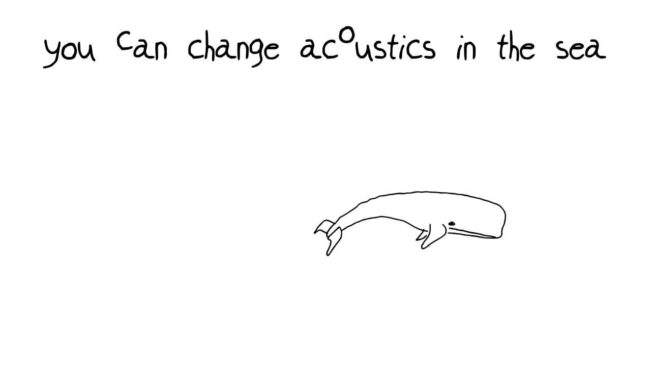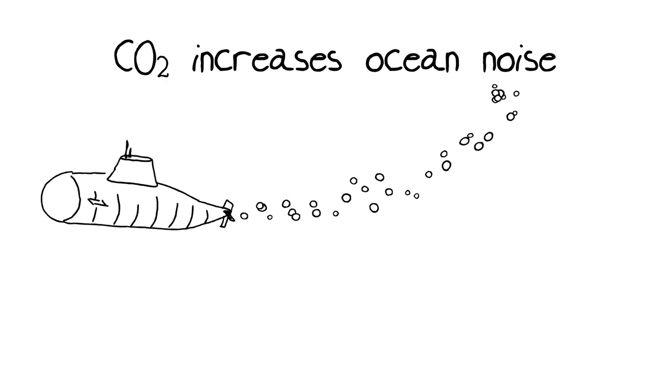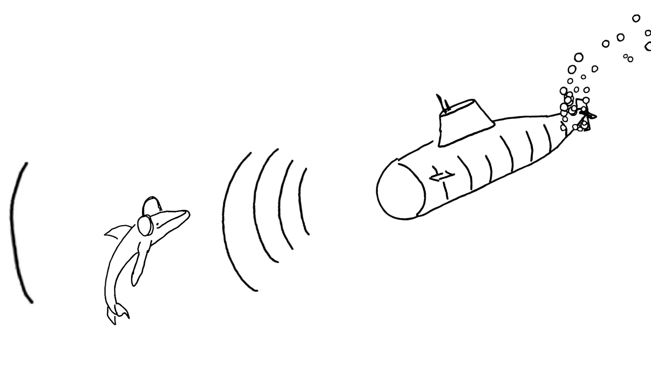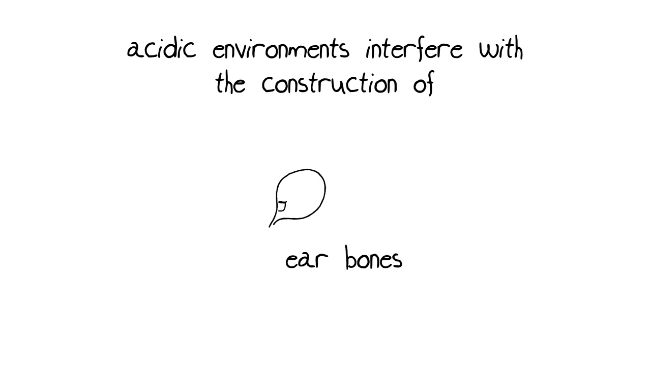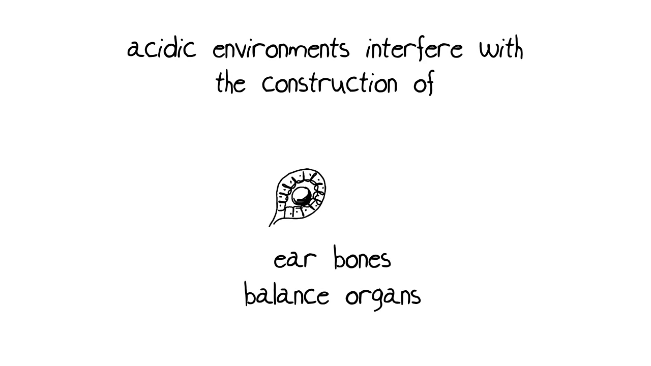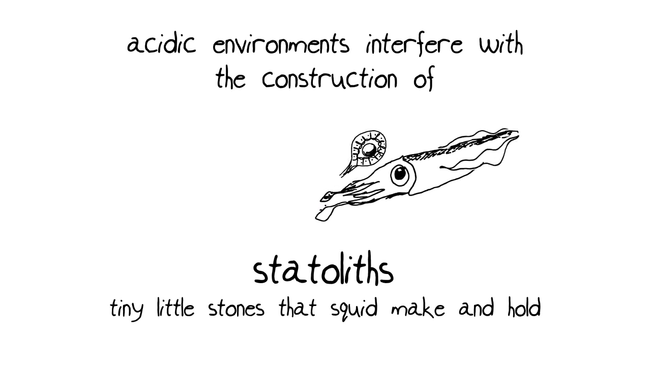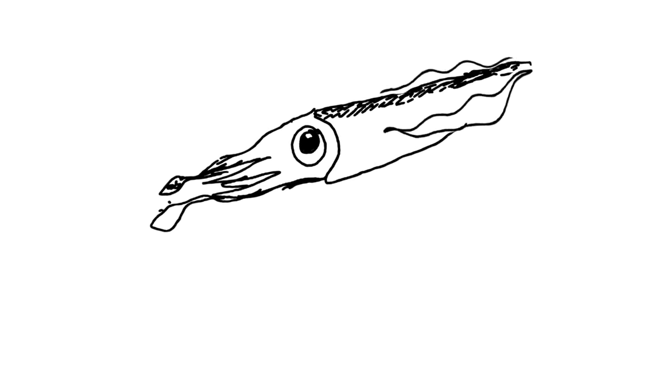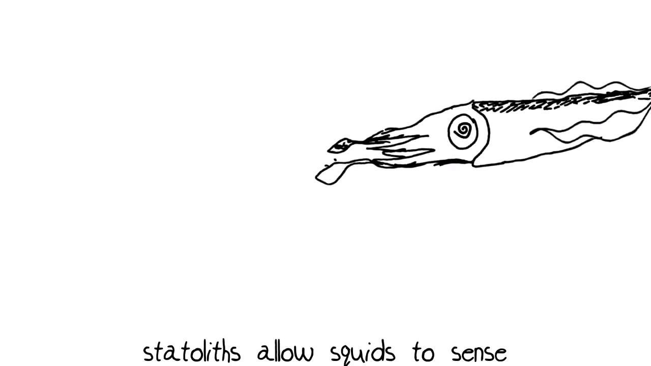The latter is kind of interesting because you can get changes in the acoustic properties of seawater by changing its chemistry, and that has huge implications for any animal that uses echolocation, for example. CO2 increases ocean noise, which is already getting noisier all the time through other human activities. More acidic environments can interfere with the construction of things like ear bones and balance organs, such as what are known as statoliths, tiny little stones that squid make and hold in special chambers in their bodies. Statoliths allow squid to sense pressure and changes in direction and movement, and this just illustrates how little we know.